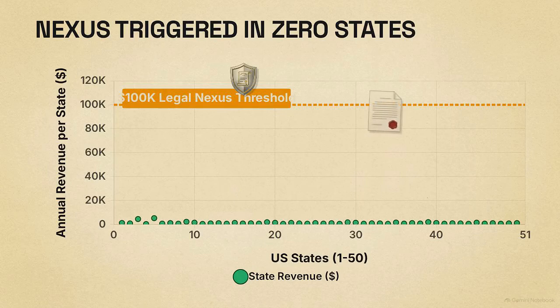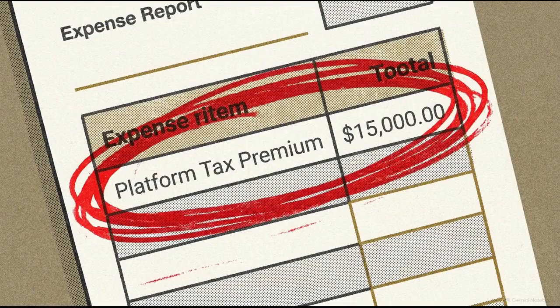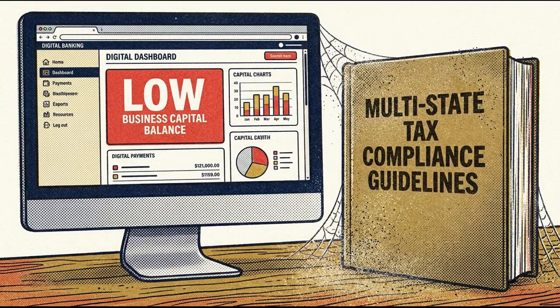If your startup generates $50,000 in total US revenue spread across customers from New York to California, you have likely triggered nexus in 0 states. Paying a 15% platform premium to shield yourself from 50-state tax compliance is a misallocation of capital if your business hasn't even crossed the legal thresholds that trigger the liability.